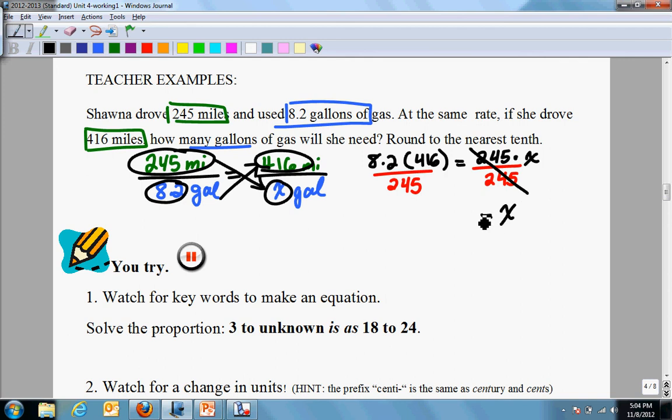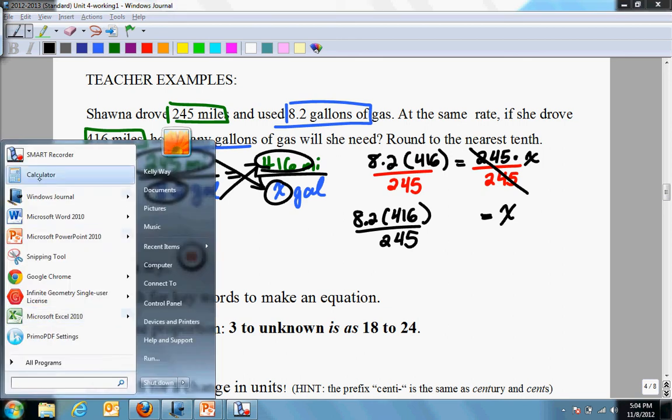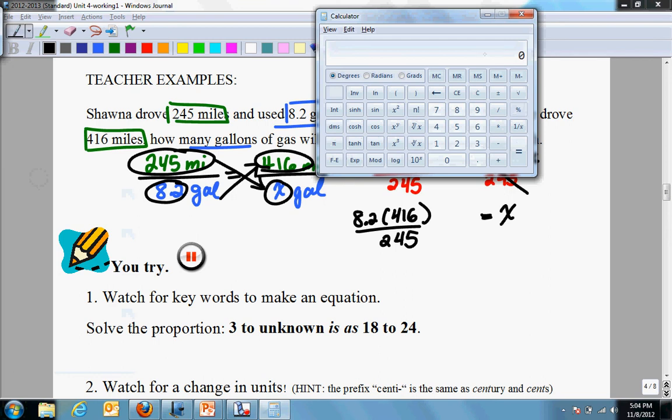So x is going to equal 8.2 times 416 divided by 245. At this point, you may get out a calculator. And we're going to go 8.2 times 416 divided by 245. We get a decimal.